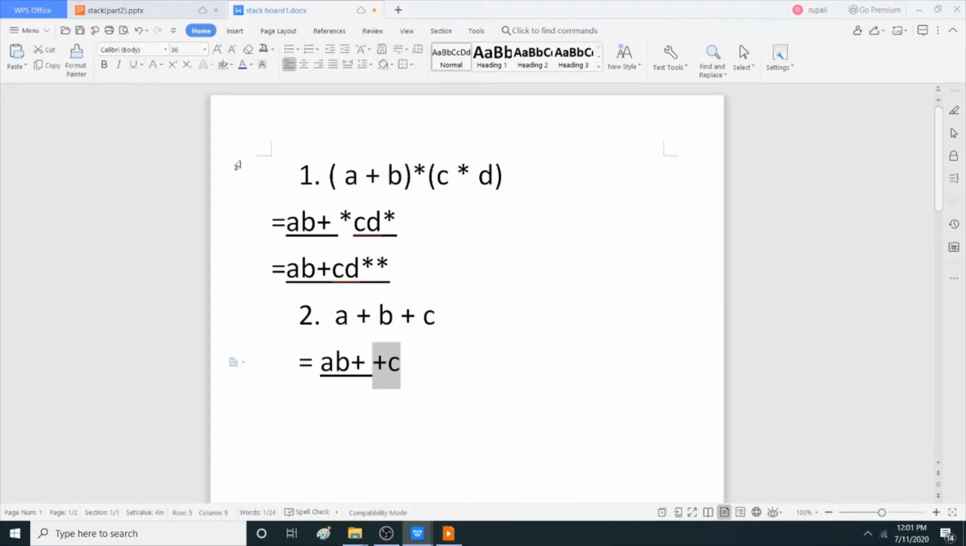Now after that, A B plus is one operand and C is another operand. In between these two there is one plus. So just write A B plus C plus and underline it. So this is the result.